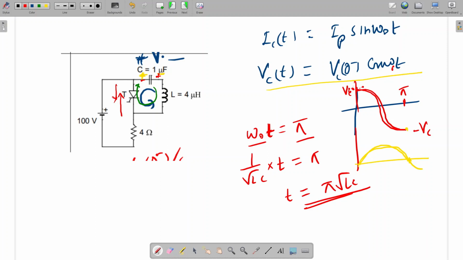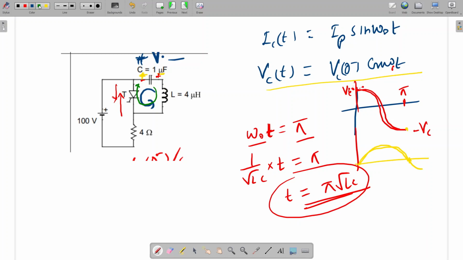Okay. So the first time is this one, pi under root LC. Now also the thyristor is conducting only. When this current reaches the thyristor current, at that time it will turn off. So it is asking for the total conduction time. So switch on means this will reverse its direction. After reversing its direction, again it will start conducting in the reverse direction. So when this current is equal to the load current, that time will be the total turn on duration of the thyristor.